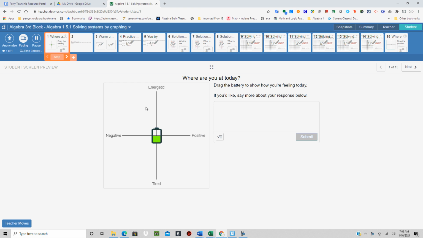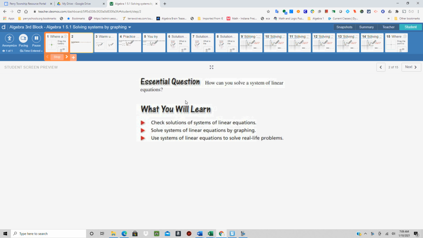All right, we are going to go through the Desmos activity for 5.1, solving systems by graphing. So you can kind of tell me how you're feeling, energetic or tired, positive, negative. That one's up to you. So we're going to solve a system of linear equations, check solutions, and solve some real life problems. We probably will not do the real life problems here, but more in class.